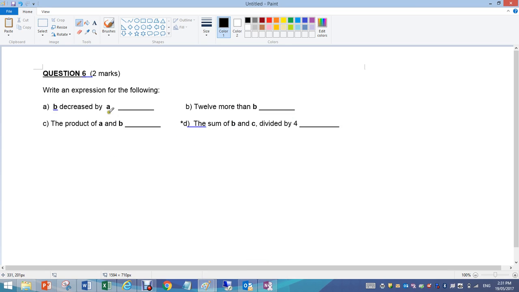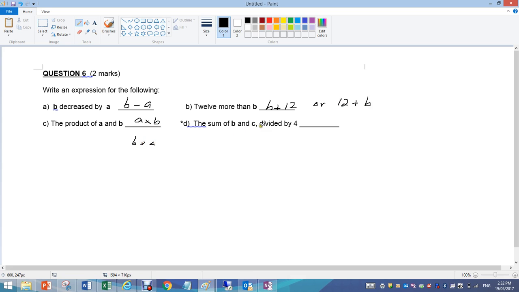Question 6. Write an expression for the following. B decreased by A. So you started with B, then you decreased it by A. 12 more than B. So that's B plus 12, or 12 plus B is fine. Product of A and B, so that's A times B. You could do B times A.